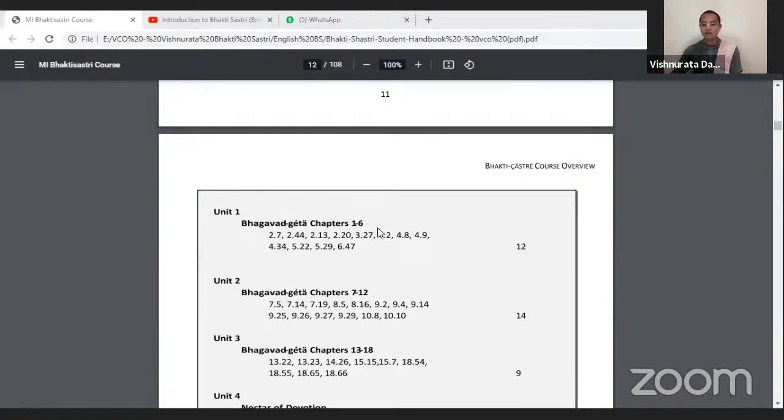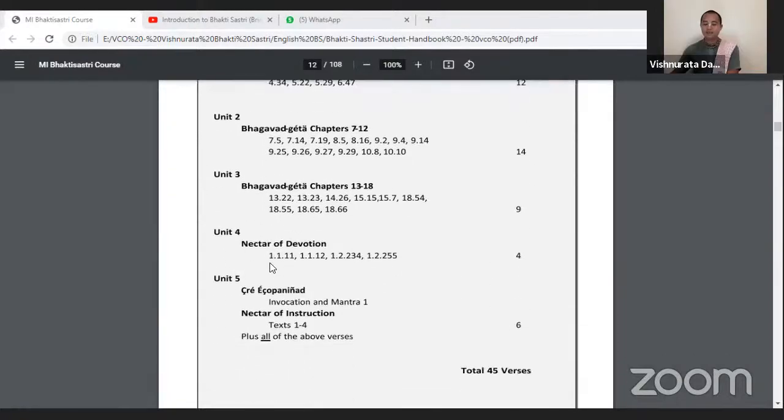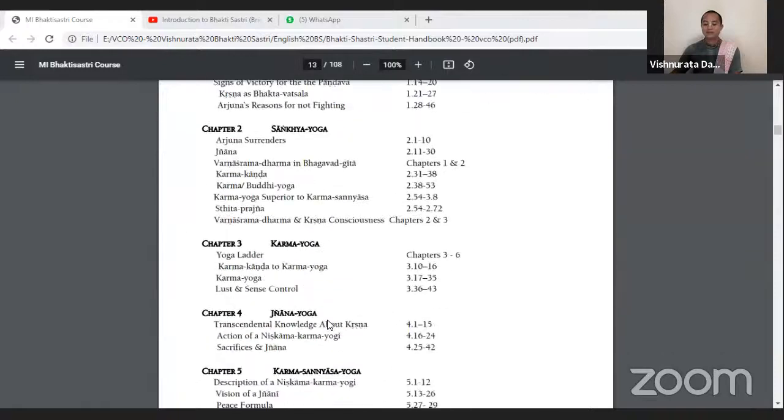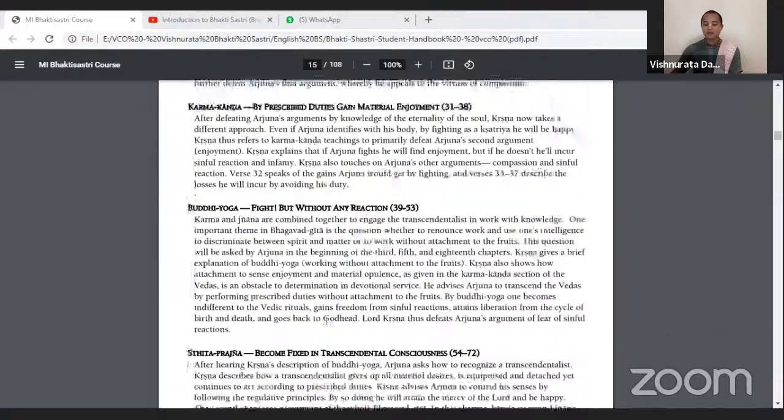So from Bhagavad Gita, chapters 1 to 6, 12 slokas; chapters 7 to 12, 14 slokas; and chapters 13 to 18, 9 slokas. From Nectar of Devotion, 4 verses. These slokas are available in your student handbook toward the end. You can see the last pages of your student handbook. And from Isopanishad, the invocation mantra, the Om Purnam Adah Purnam Idam verse, and the Isavasya mantra, so there are 2. And then from Nectar of Instruction, Upadesamrita, text numbers 1 to 4. So the total is 45 verses.